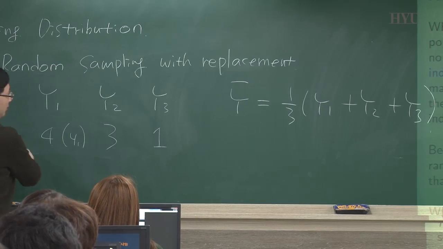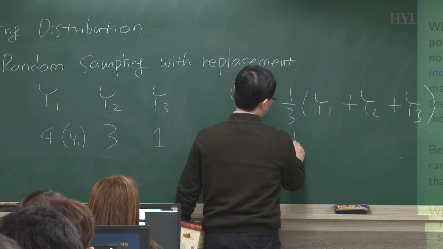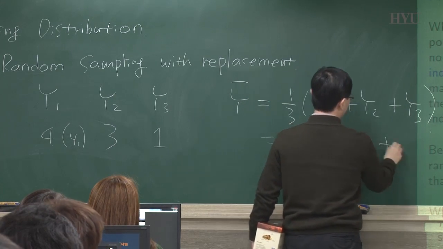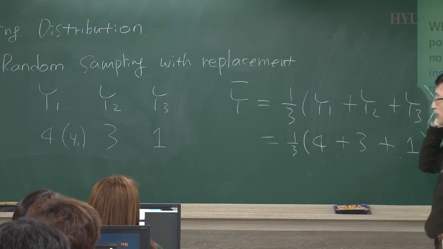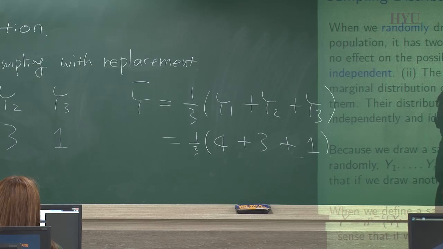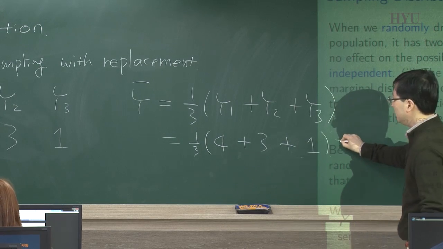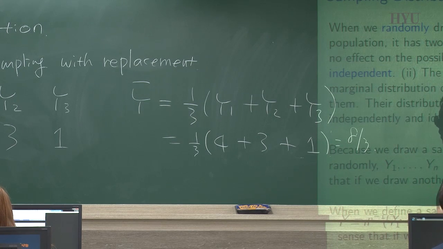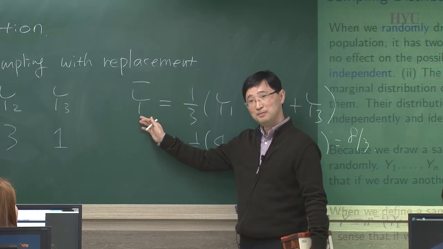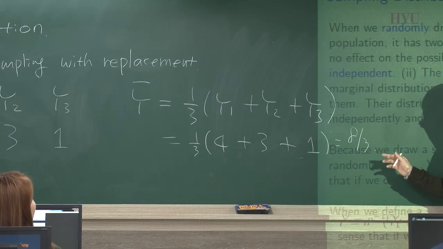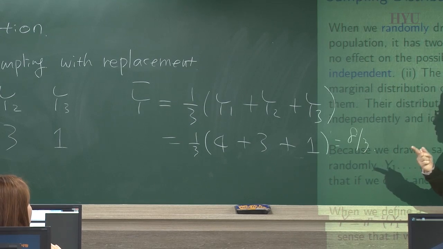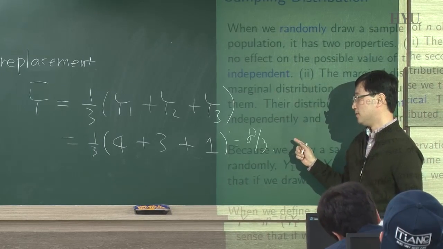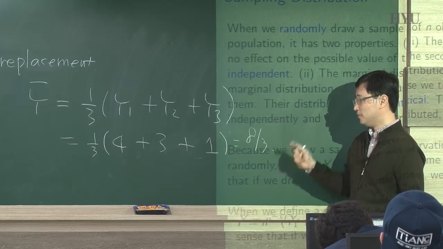So at this particular draw, it's going to be 1 over 3. And y1 happens to be 4. y2 happens to be 1. And y3 happens to be 3. So what is it? 8 over 3. So can I say that this y bar is a random variable and 8 over 3 is one realization? Right? So this is before I draw anything. This is after I draw. These 3 cups at random with replacement.